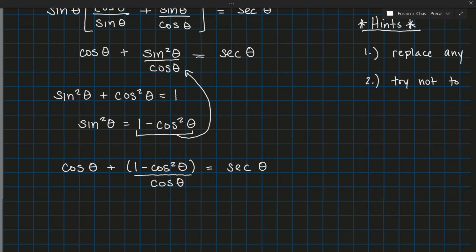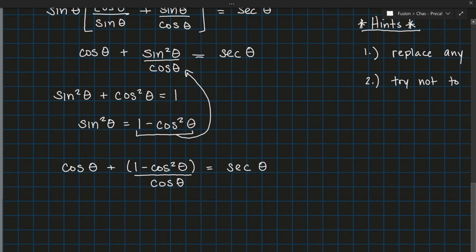We could multiply out the cosine. I don't think that's the answer, though. Multiply out the cosine, cosine on the bottom. How do you mean? Like multiplying both sides by cosine of theta? But then that would get rid of the fraction. We want the fraction. We just want to move the negative cosine squared theta.